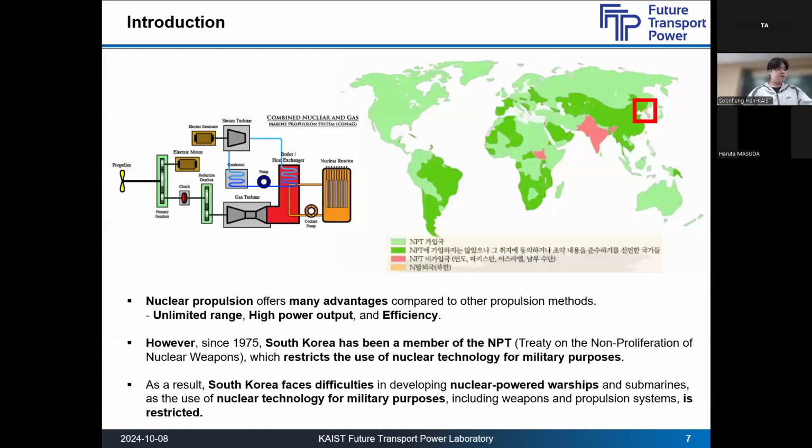This picture shows the combined nuclear and gas propulsion system for carriers and ships. As you know, nuclear propulsion offers many advantages, like unlimited range, high power output, and efficiency, compared to diesel and steam turbines. But as you can see in the red box, since 1975, South Korea has been a member of the NPT, the Treaty on the Non-Proliferation of Nuclear Weapons. It restricts the use of nuclear technology for military purposes. So South Korea faces difficulties making nuclear-powered warships or even submarines. For now, weapons and propulsion systems of that kind are restricted in Korea.